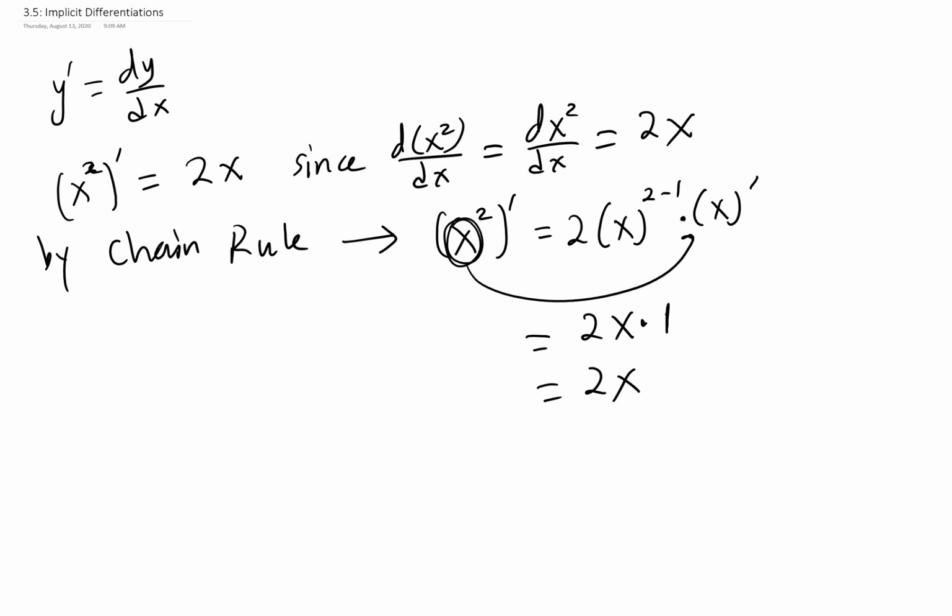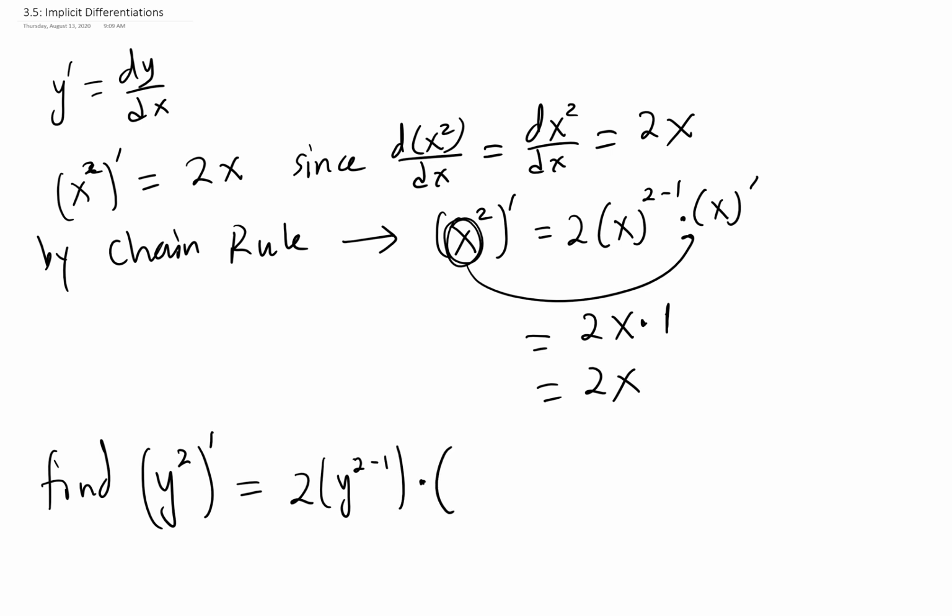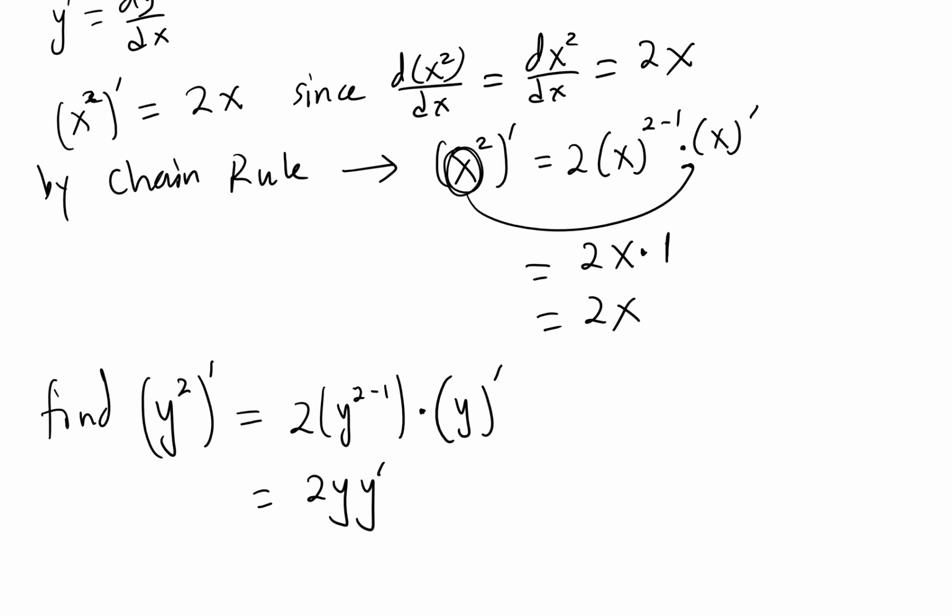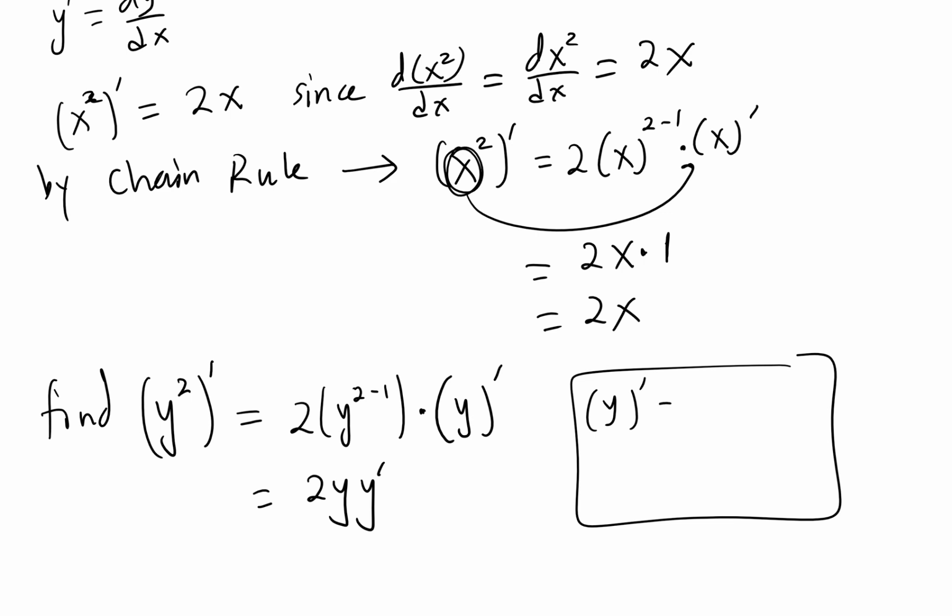But how do we find the derivative of y squared? The way it works is you bring the 2 down, subtract 1 from the exponent, so you get 2 minus 1, times the derivative of the inside, so the derivative of y. And what do we get here? 2y times y prime. Keep that in mind: the derivative of y is y prime, or dy/dx. That's y prime.